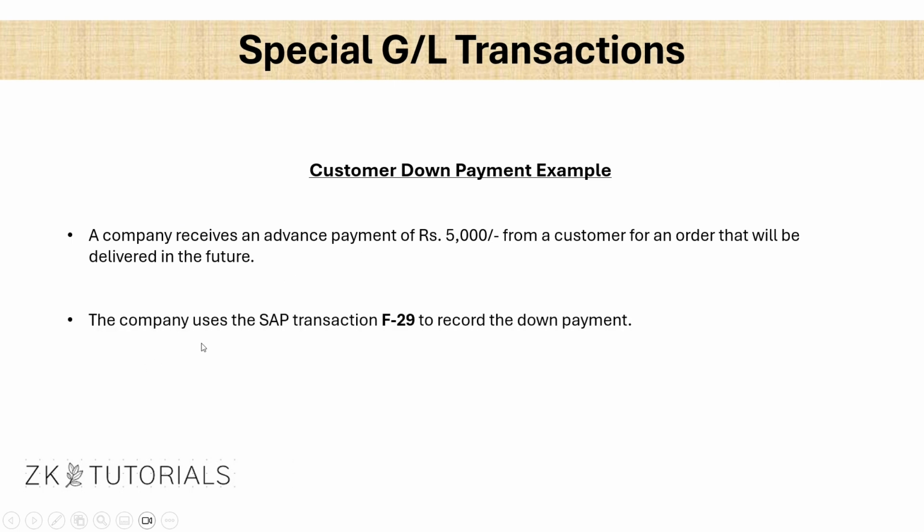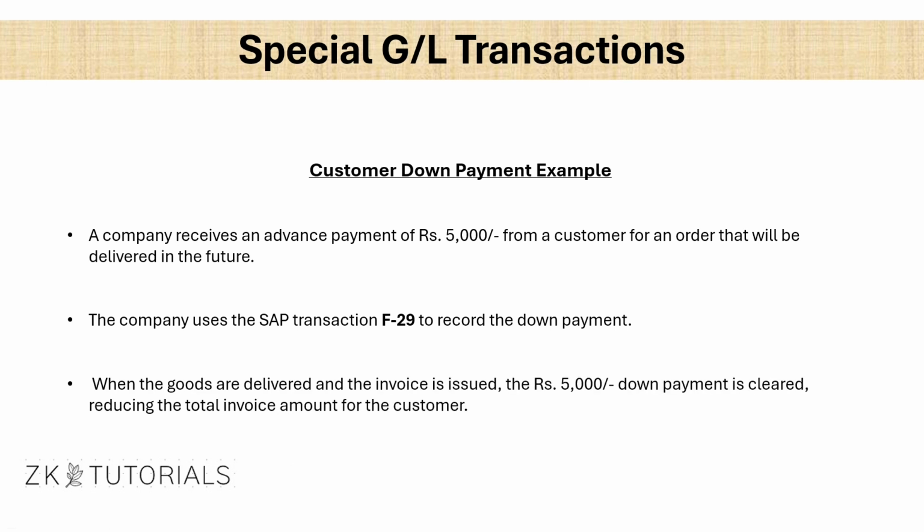And then a company uses the SAP transaction F-29 to record the down payment. As soon as we receive this advance of 5,000, it is recorded in F-29. The transaction code is F-29. When the goods are delivered and the invoice is issued, the rupees 5,000 down payment is cleared, reducing the total invoice amount for the customer.